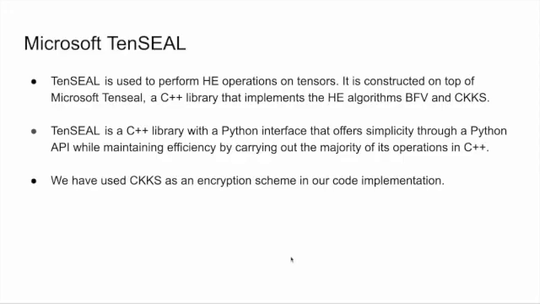To perform homomorphic encryption on tensors, it is constructed on top of Microsoft SEAL. It is a C++ library that implements the BFV and CKKS homomorphic encryption algorithms. It is a C++ library with a Python interface, which means we have a simple Python API which helps us write the code in Python, but the base is written in C++, so it is more efficient.